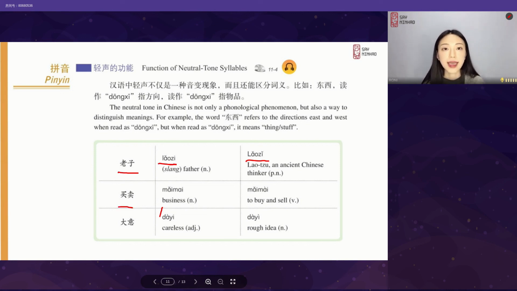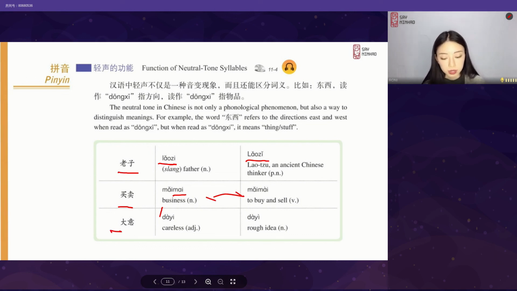Next one is 买卖. These two characters are "mai mai." If I read the second word as the neutral tone, then it means business, my business. But when I say it with the full tone, then it becomes to buy and sell. These two have different meanings.